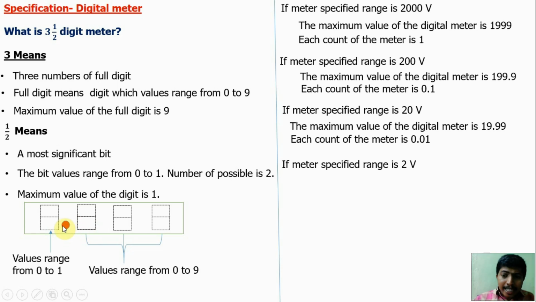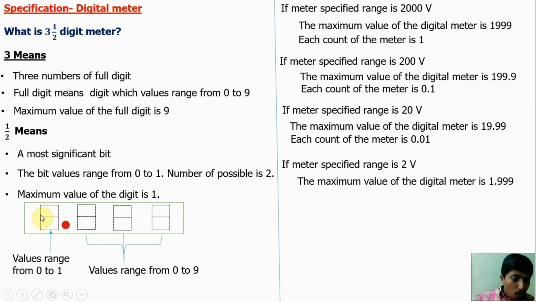Now the maximum value of the digital meter is 1.999. So what will be each count of the meter? Initially 0.000, then 0.001, next 0.002. So each count of the meter is 0.001. This is the concept of the 3½ digit meter.